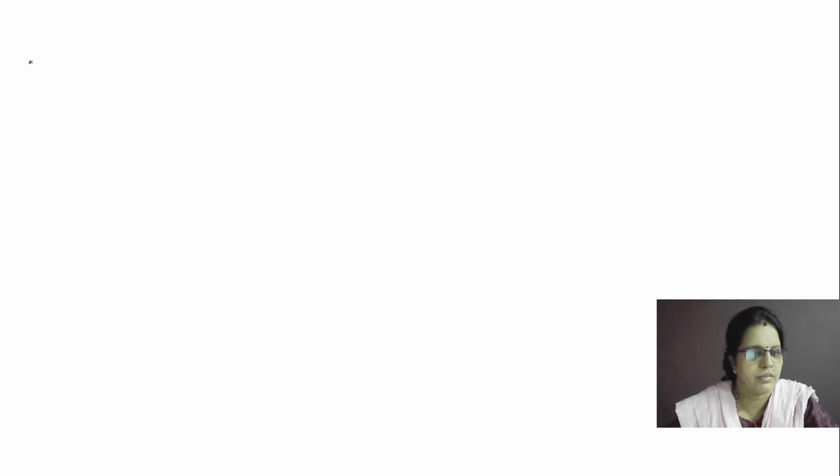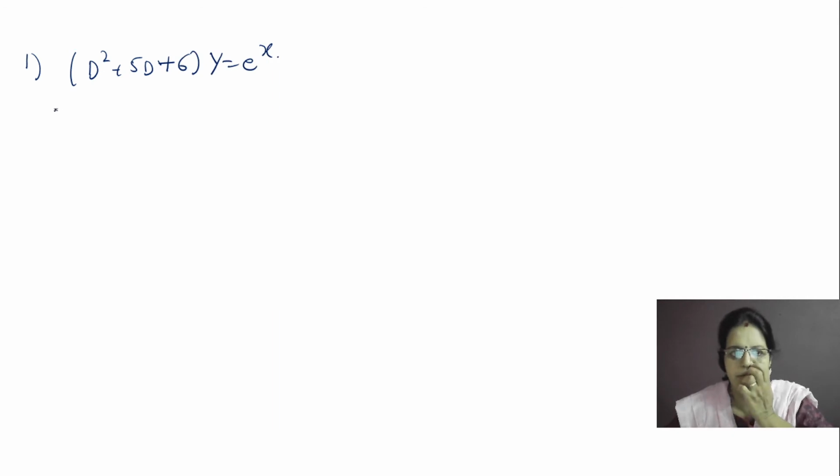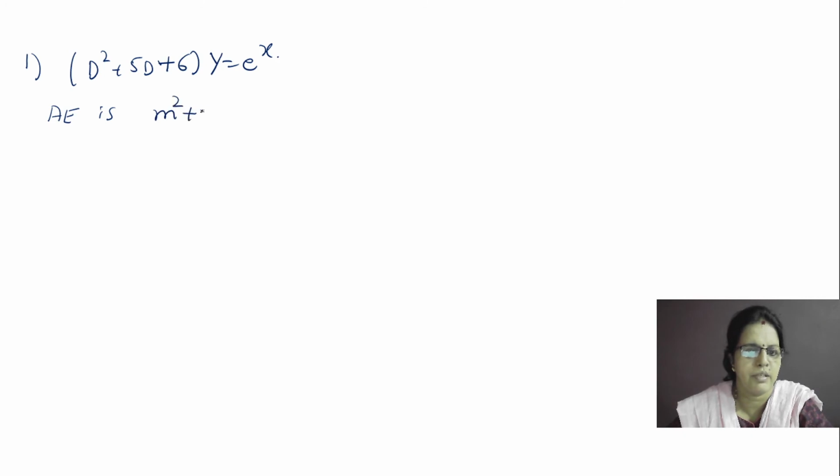First one, solve the differential equation d square plus 5d plus 6 into y equal to e power x. So it is very simple. First you write the auxiliary equation. It is obtained by replacing d by m. M square plus 5m plus 6 equal to 0. I will factorize this. This is m plus 2 into m plus 3 equal to 0. M equal to minus 2 or minus 3.